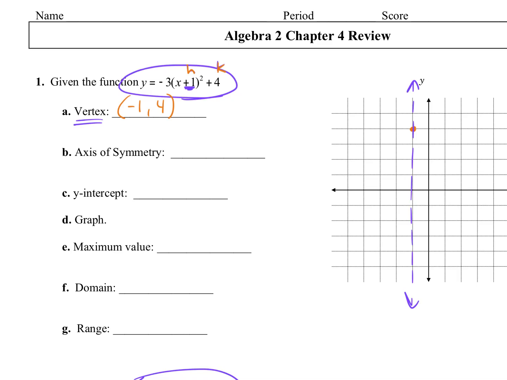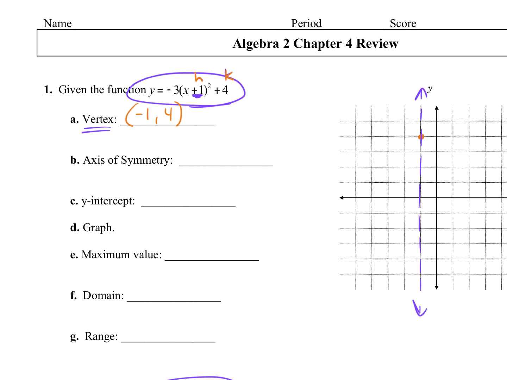So your axis of symmetry is what? X equals. Please don't forget the x equals. I hate having to take a half a point off because you left that off, but -1 is not a line, okay? X equals -1 is a line. So it's x equals -1.